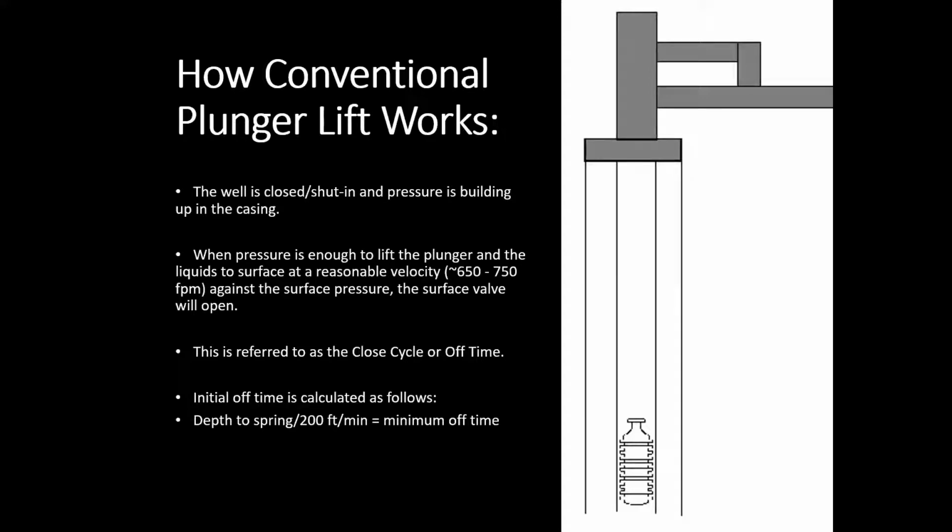The well is shut in at surface, so the formation begins to pressurize the casing and tubing while the well is closed and the plunger is making its descent. The calculation for off time is the depth of the bumper spring divided by 200 foot per minute, which is the minimum off time. Please note, this may need to be extended for wells with larger fluid columns, because the plunger will fall closer to 40 foot per minute through fluid, or even if a plunger is falling through a deviated section, because we'll have fluid plus drag on it as well.